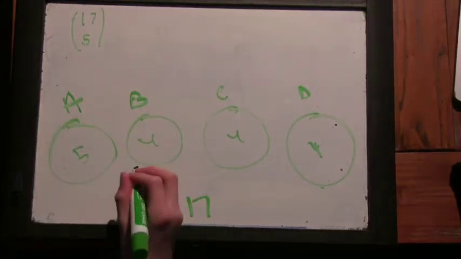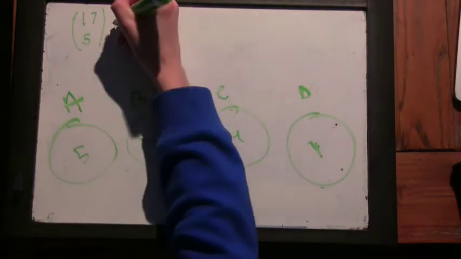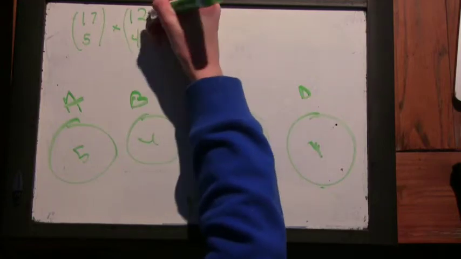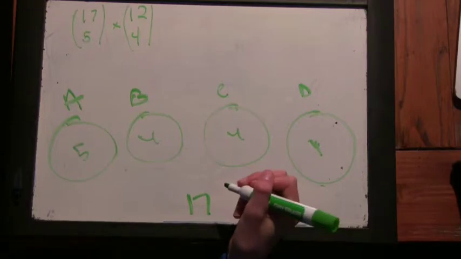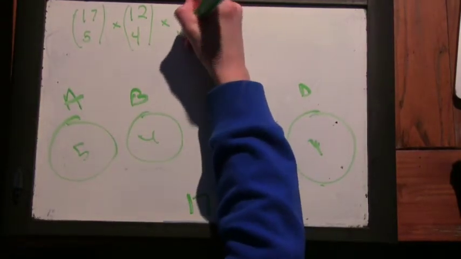Now you only have 12 students left. You have to pick 4 of them to be in group B. So that's times 12 choose 4. Okay. 8 students left, and you have to pick 4 of them. So it's times 8 choose 4.